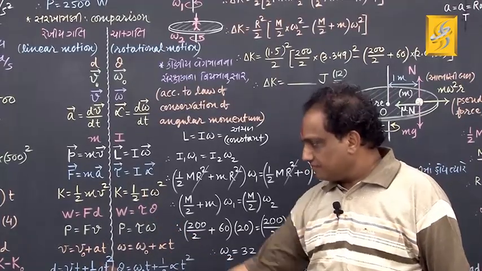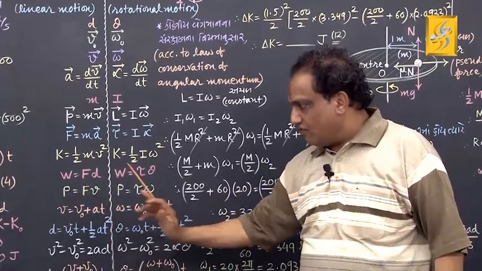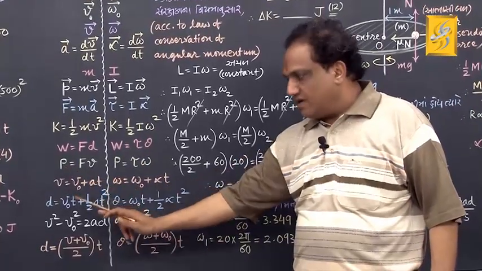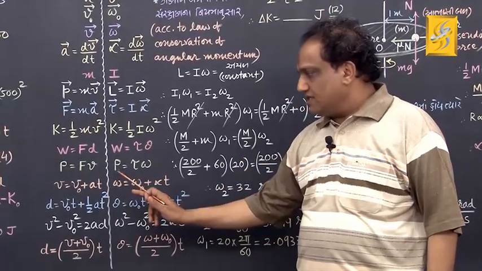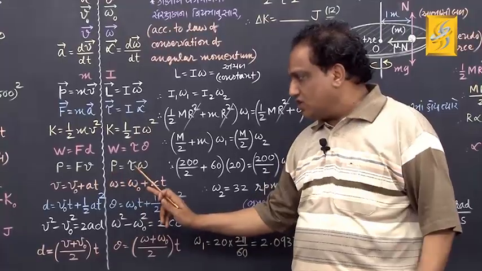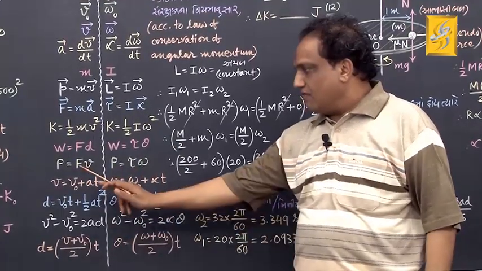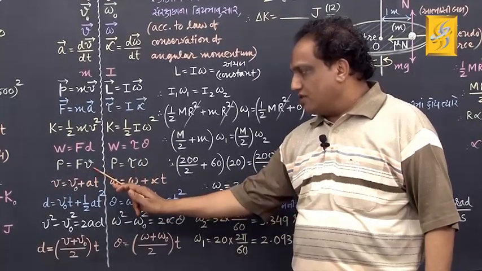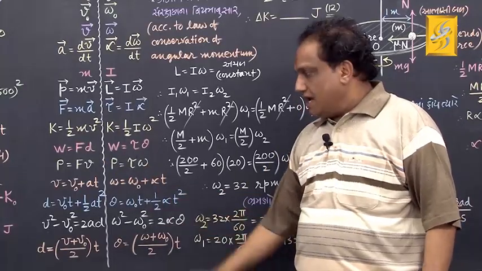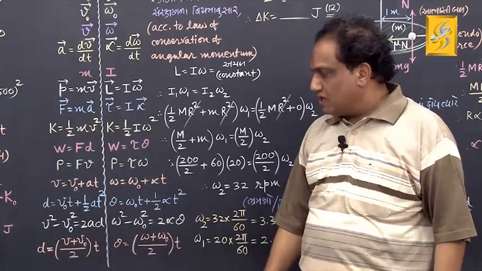Correct? Fine. P equals F times V. This is instantaneous power, it is force into velocity. This is instantaneous power in rotational motion, it is torque into angular velocity. Force is similar to torque, linear velocity is similar to angular velocity. And now let us see equations of linear motion.